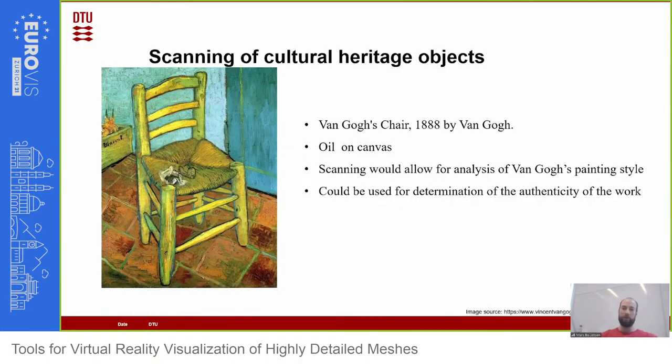It's a painting by Van Gogh, and it's from 1888. It's of his chair. Let's say that we want to analyze the painting style that Van Gogh has used for this painting. It's an oil on canvas painting, and manipulating and touching this painting would be detrimental for the actual painting. So what we would do instead is make a 3D scan of it and then analyze it on the computer.